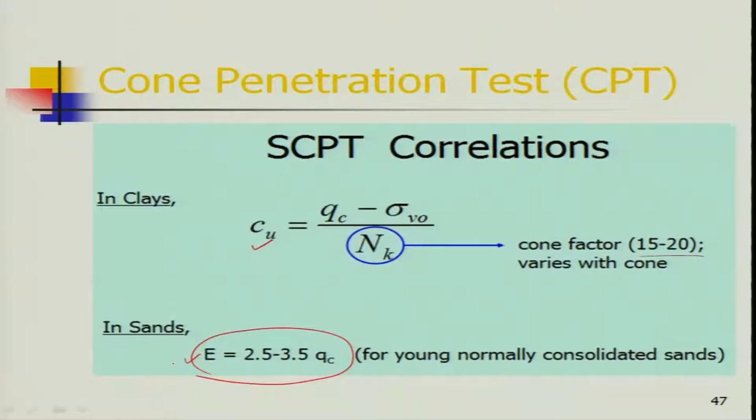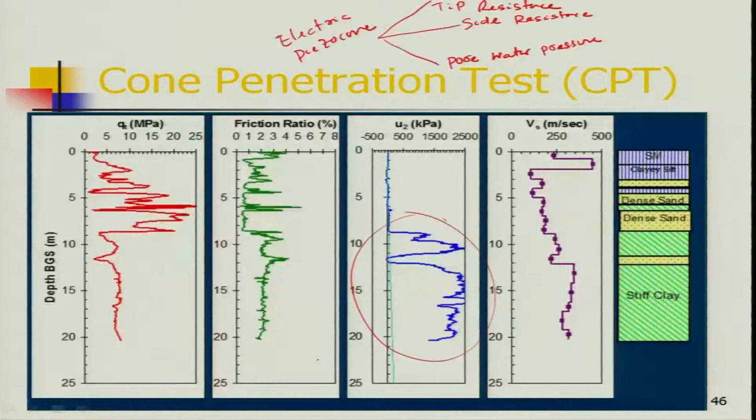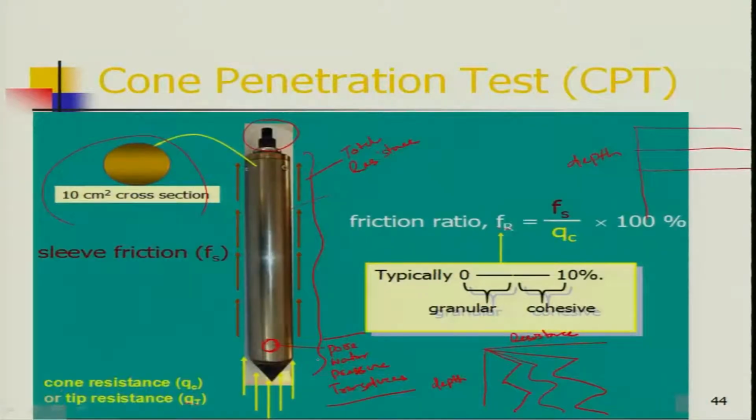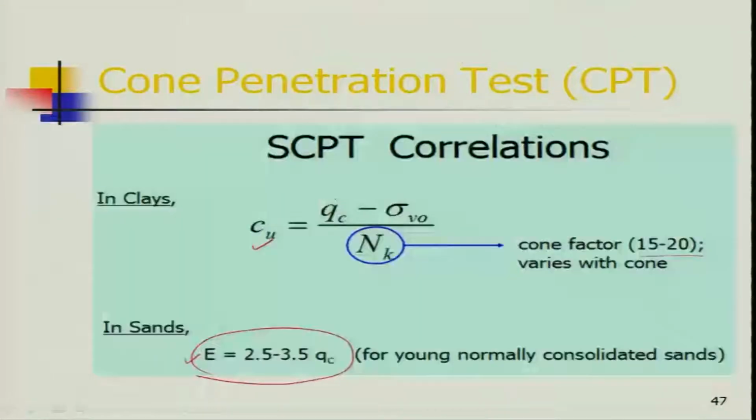For normally consolidated sand, it varies between 2.5 to 3.5 Qc. Qc is your cone resistance. If you look here, Qc is your cone resistance, that means this resistance is your cone resistance. Sorry, I said it wrong: this is your tip resistance, Qt, and Qc is your cone resistance. From cone resistance you can get Cu as well as modulus of elasticity.